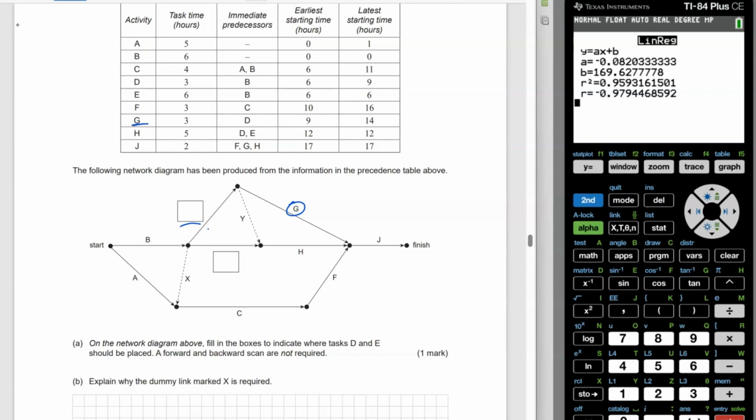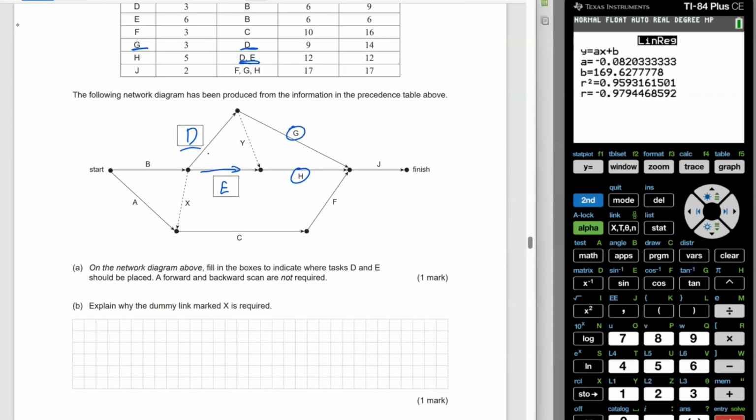So when I have a look at G, I can see that an immediate prerequisite is D, and so that's what I know needs to go in the box. A similar thing for H: my missing box, or my task for my missing box, goes into H as well as D. So when I look at H, I can see that I've got D and E here. I've already accounted for D because that's coming down through my dummy link, but I need a D as a prerequisite as well.